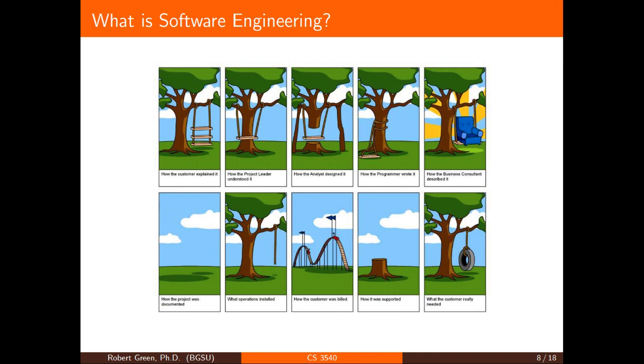It's communication between all the parties involved, all the stakeholders. And that communication is hard, and part of your job as a software engineer is helping people articulate not just what they want or what they think they want, but what they actually need.